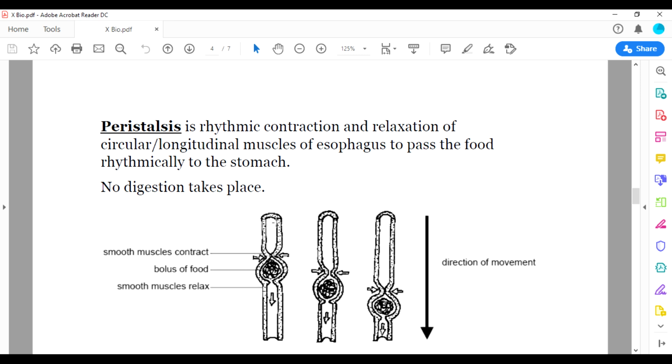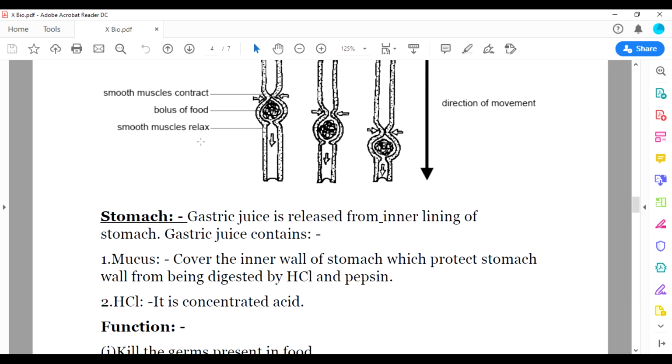The movement of muscles is responsible for the transfer of food into the stomach slowly in the form of packets. This rhythmic contraction and relaxation of circular and longitudinal muscles of the esophagus is called peristalsis. Because of this peristaltic movement, the esophagus plays a very important role in the process of digestion. Then this bolus goes to the stomach.